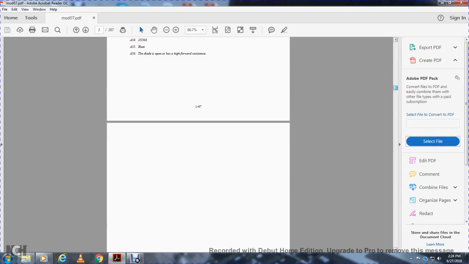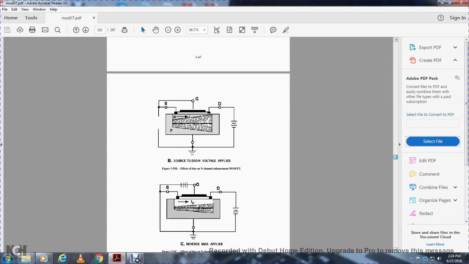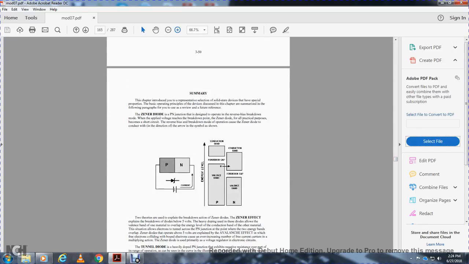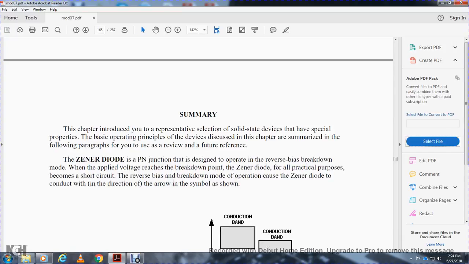Chapter 3 Summary. The chapter introduces a representative selection of solid state devices and the basic operating principles of the devices discussed in the chapter. They are summarized in the following paragraphs for future reference.